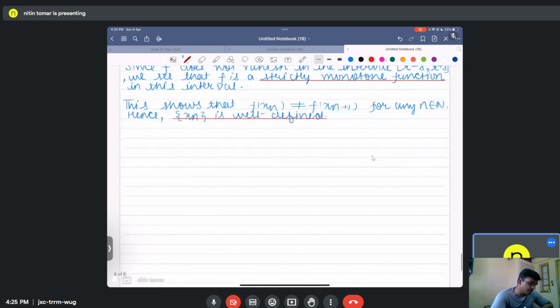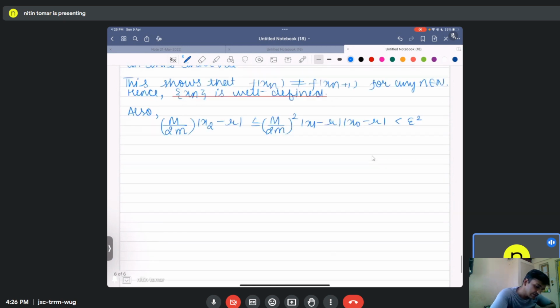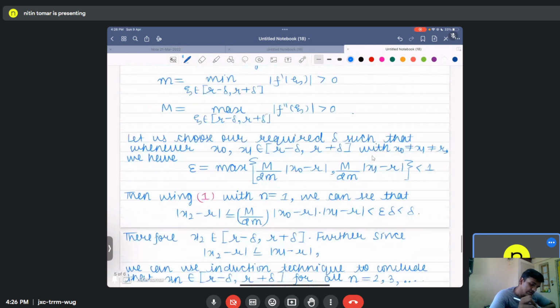This is a long proof. Also, you note that this entity is smaller than, as we have discussed above, mod x2 minus r is smaller than M by 2m times mod x1 minus r times mod x0 minus r, and the way we have chosen epsilon, it is nothing but less than or equal to epsilon square, because our epsilon was this.